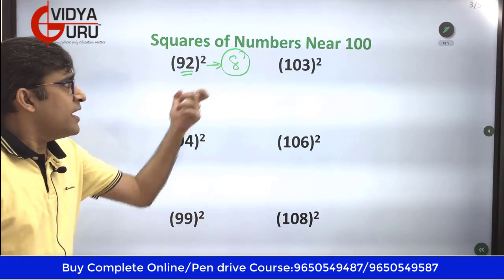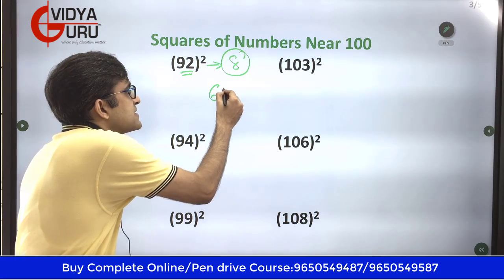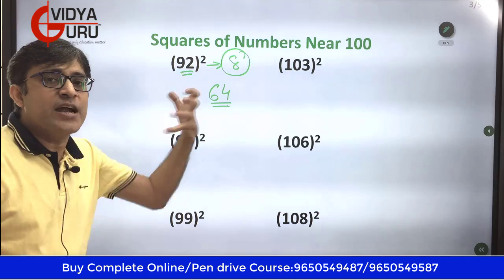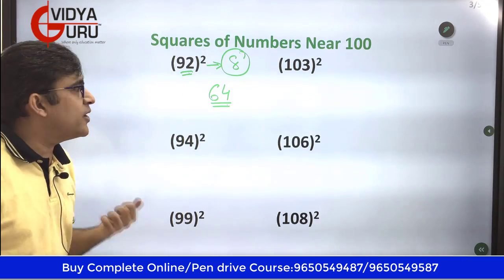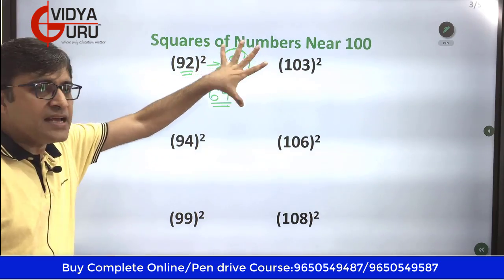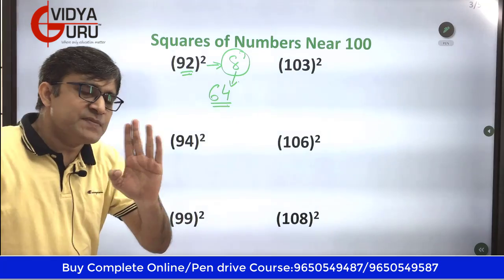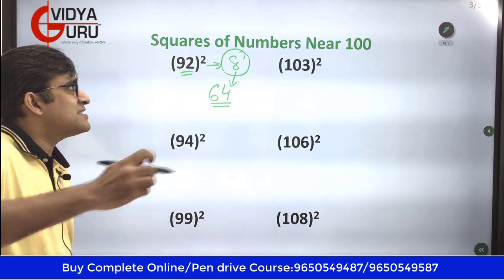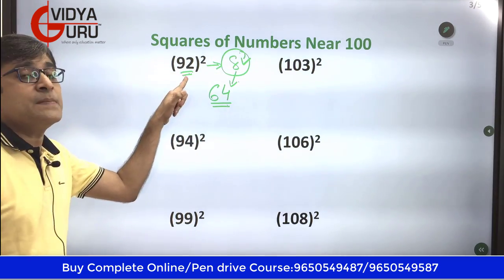So the same thing, 8 square will be 64. Sure? What am I doing? I am first of all trying to find out how less this number is as compared to 100. So it is 8 less. Now the square of 8 becomes 64. That gives me the last 2 digits. Now what I need to do is subtract this 8 from the number itself.